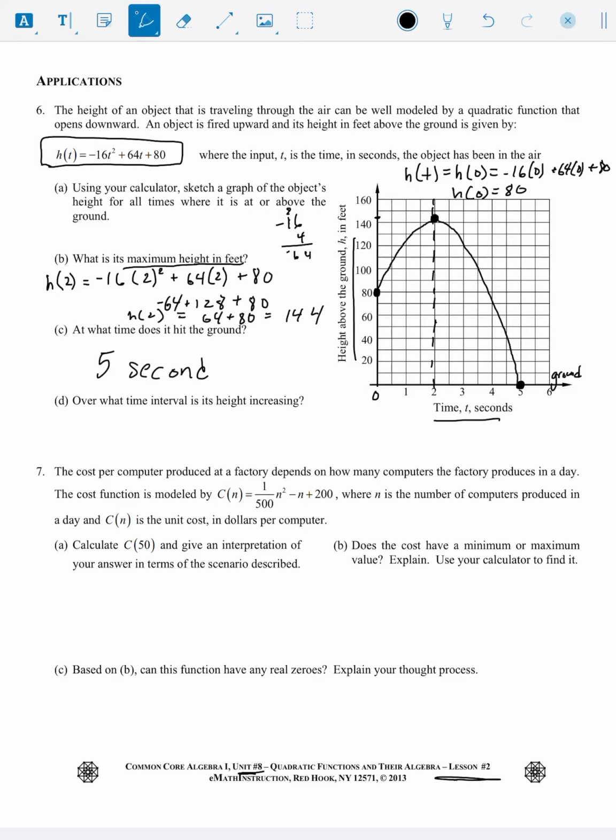And question D says, over what time interval is its height increasing? Well, it's only increasing from 0 seconds to 2 seconds, and we can demonstrate that with an inequality where we start at 0, which is less than or equal to the time t, which is strictly less than 2, where at 2 seconds it begins to fall. So that inequality, translated in English, means it's rising from when you throw that object up into the air until it reaches that 2-second point, and at 2 seconds it begins to fall.